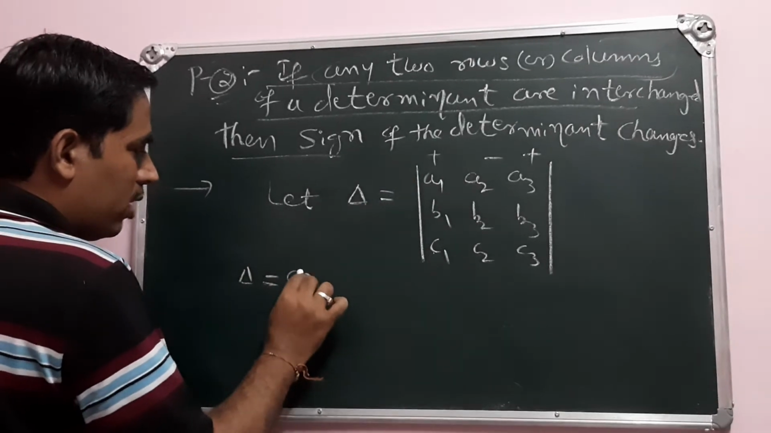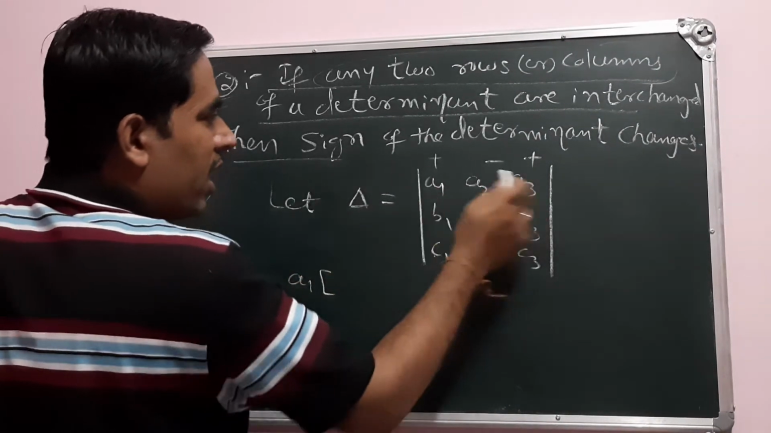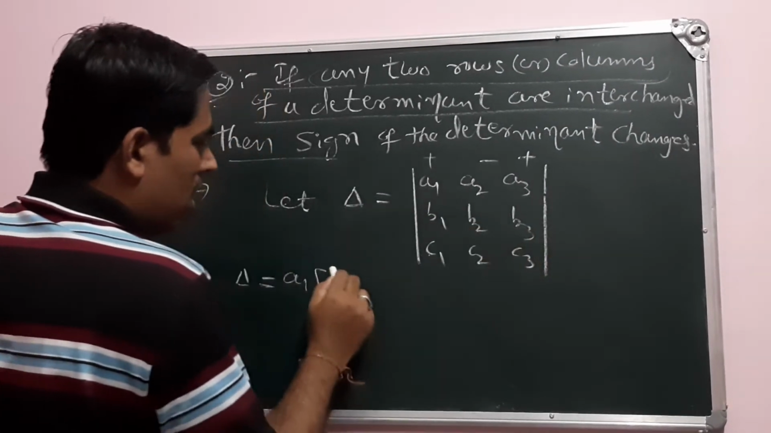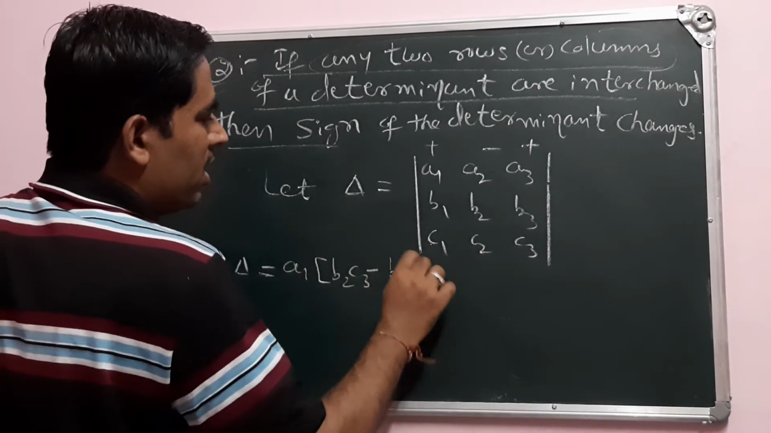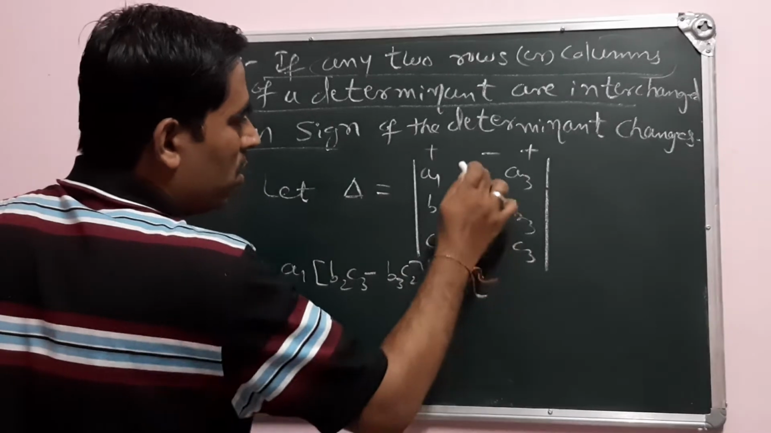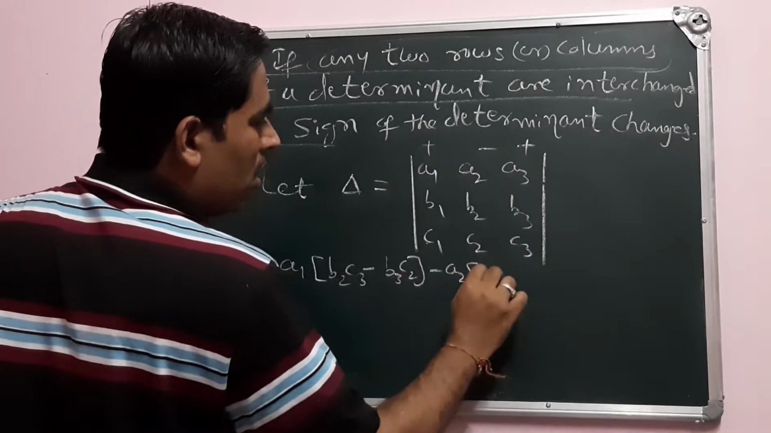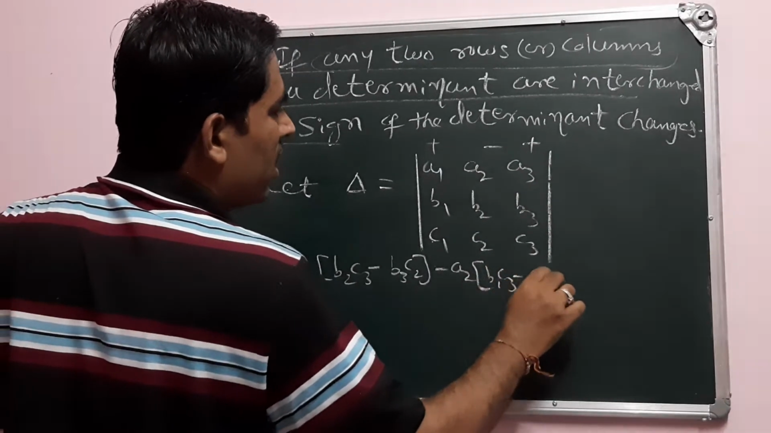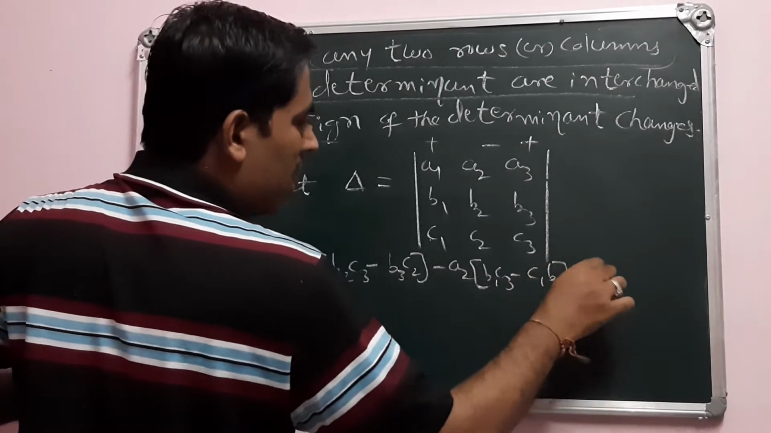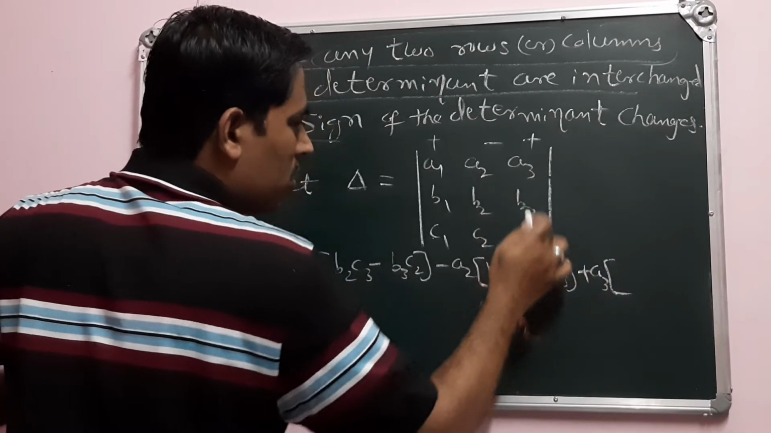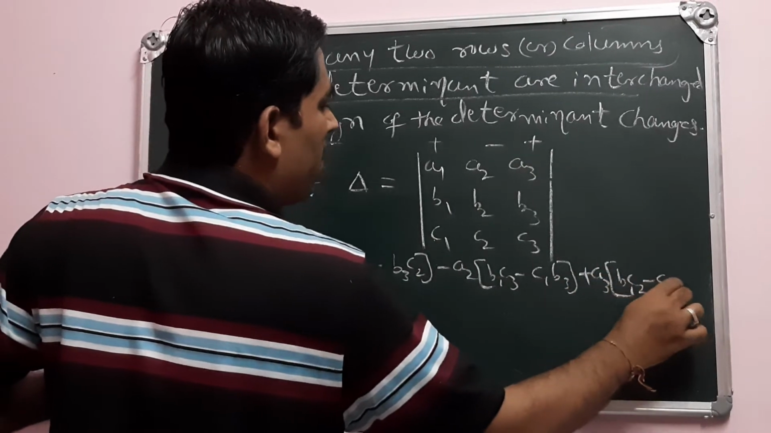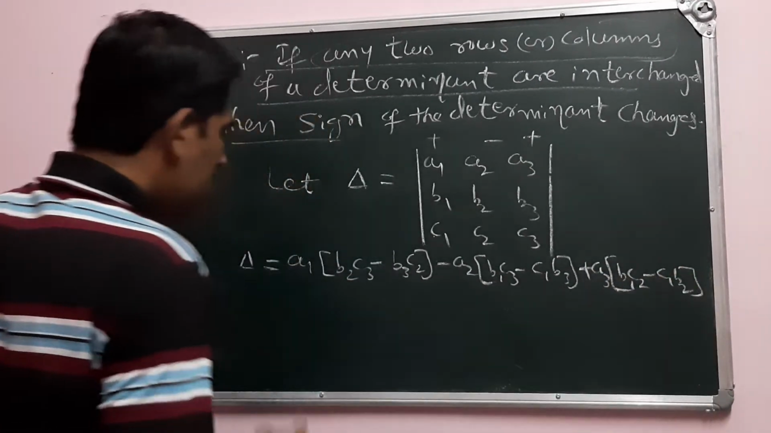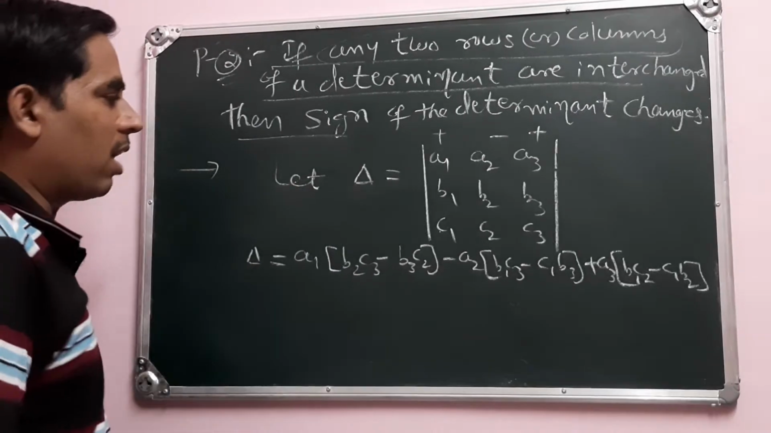Okay, let me write those steps again here. See, A1 into, as we did in our first property, B2 C3 minus B3 C2, minus A2 into, leave this column and this row, so B1 C3 minus C1 B3, plus, this last element is A3, then we'll get B1 C2 minus C1 B2. So this is the value of the determinant here.